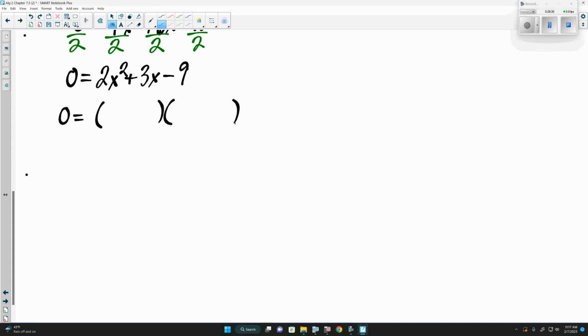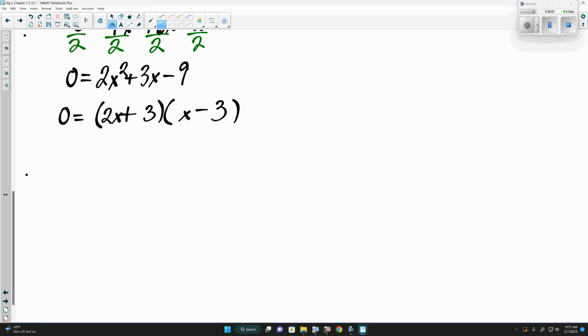We'll have 2 sets of parentheses. Since the 9 is negative, our signs are opposite. We have plus and minus. Factors of 2x squared, well, x squared is going to be x and x, and we can say 2 and 1. Factors of 9 are 1 and 9 or 3 and 3.